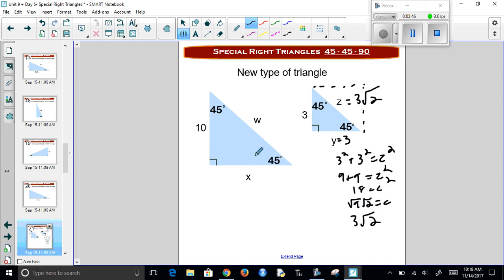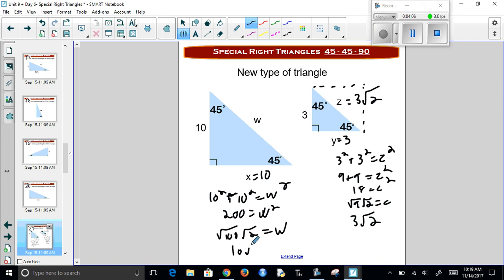And we can do the same thing here, 10 and 10. It's going to be 10 squared plus 10 squared is equal to w squared. And so that's 100 plus 100, that's 200. The square root of 200 is the square root of 100 times the square root of 2. And that's 10 times the square root of 2.